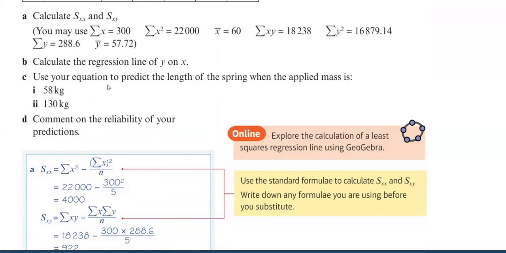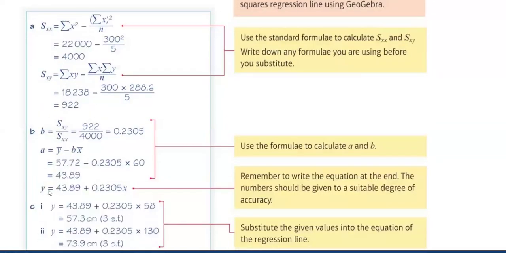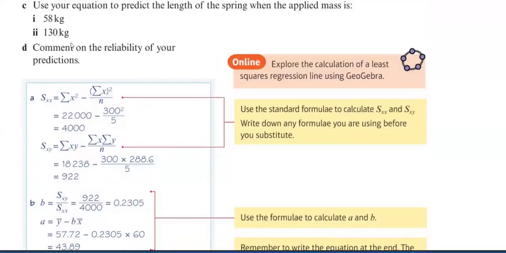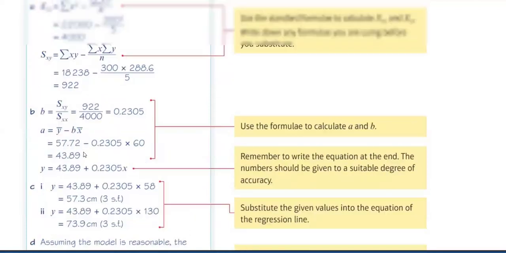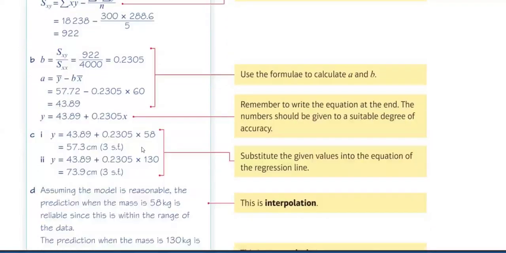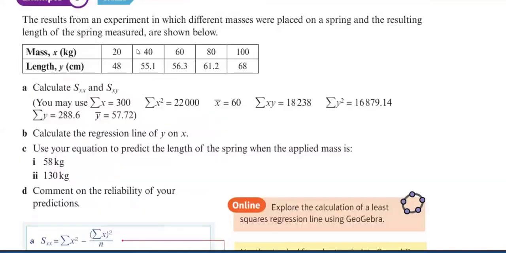Then use your equation to predict the length of string when the applied mass x is given. You have to find y using the derived equation. You have to substitute that value for x, 58. Substitute 58 for x. Very easy. You can find the value. Then 130, you can find the value. Using this data, if you can find the regression line, it is very easy to predict new data. It is a good application for using this regression line.